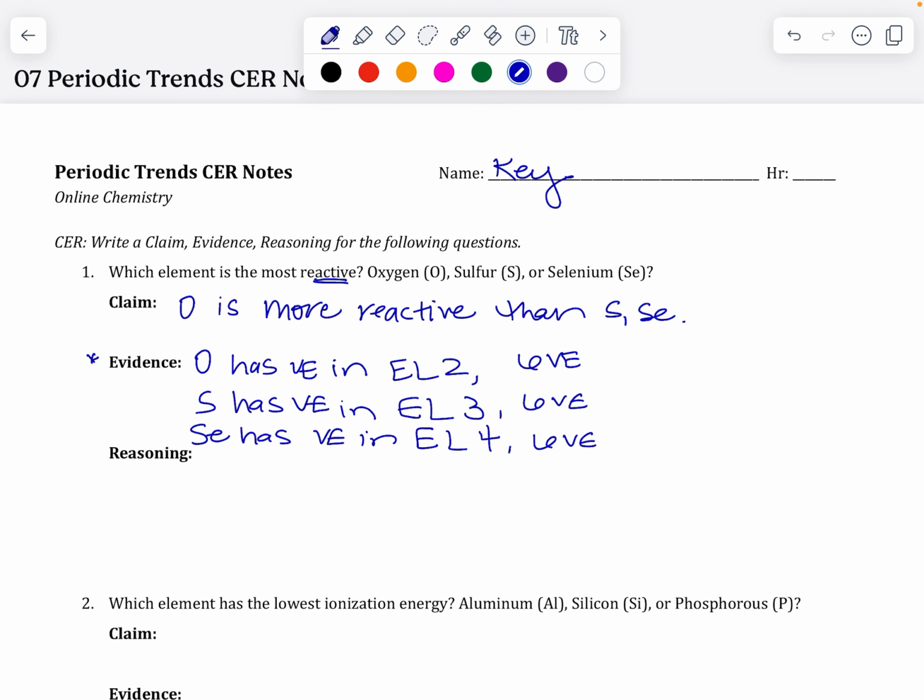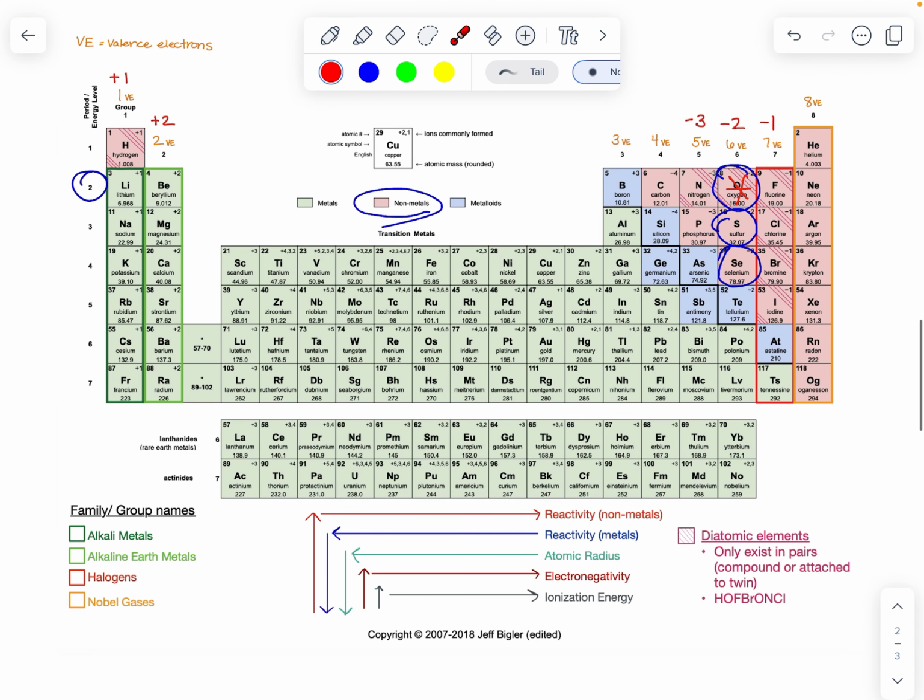How do I explain that though? I can't just say because it's at the top. I have to talk about what about the structure this means. So when we're talking about reactivity, we need to talk about Coulombic force. We also have to talk about reactivity in thinking about how my atom will become more stable. And because all 3 of these are nonmetals with 6 valence electrons, it's going to be easier for all of them to gain 2 electrons to get to a full octet than to lose 6. So we need to keep that in mind.